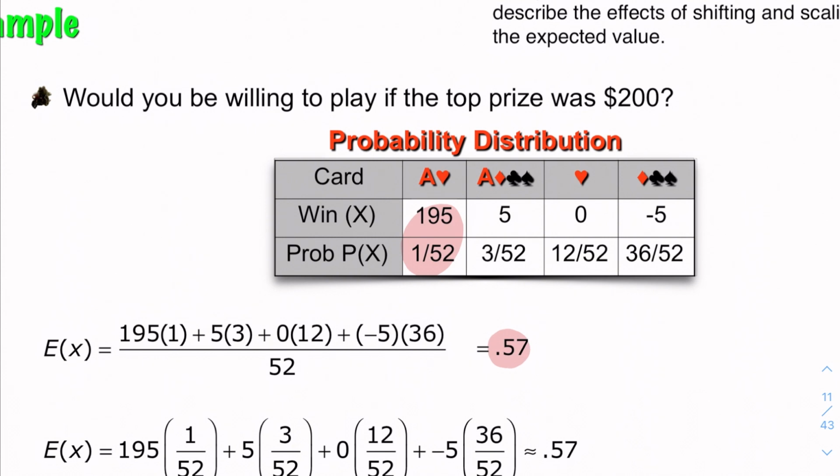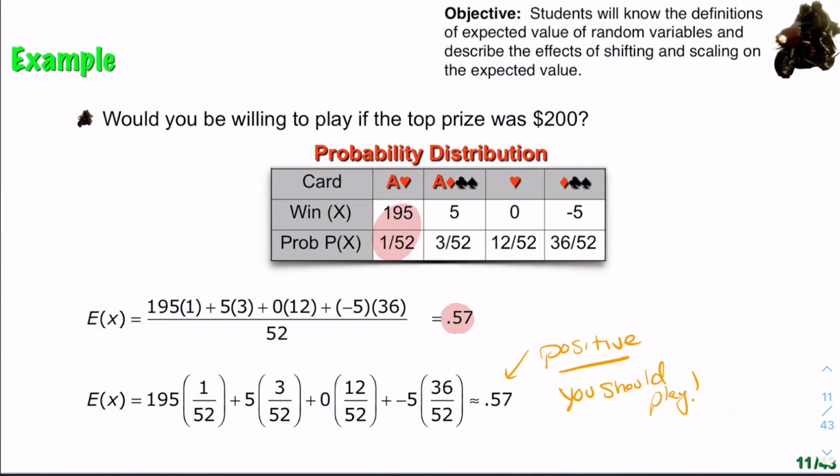So I have 195 times 1 out of 52 plus the same other values. And I get around 0.57. This is positive, which should mean you should play, because in the long run, you're guaranteed to make money. Versus the other game, in the long run, you're guaranteed to lose money. So this is the first idea on expected value, and it focuses on the center of things.